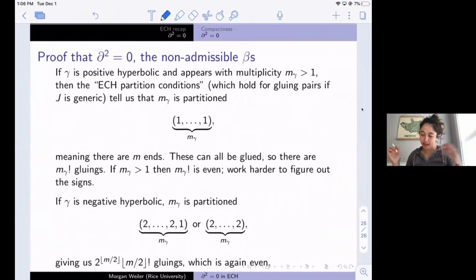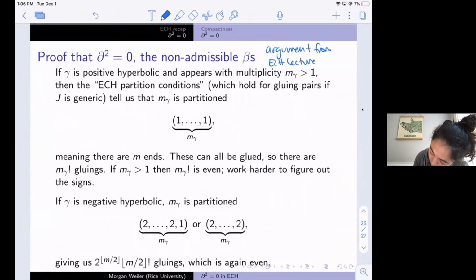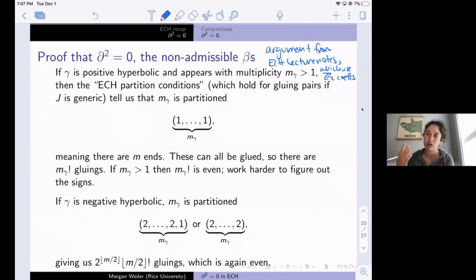Okay, and then the final thing is dealing with the non-admissible betas. So if I have a positive hyperbolic orbit that appears with multiplicity greater than 1, then the ECH partition condition, this is an argument from the ECH lecture notes, which use Z mod 2 coefficients. The argument in the gluing paper, because the gluing paper explains a lot more about the C gammas, basically just says compute the C gammas in this situation and you'll get 0. But since I didn't explain to you what the C gammas really were, I'll explain the argument from the lecture notes instead.